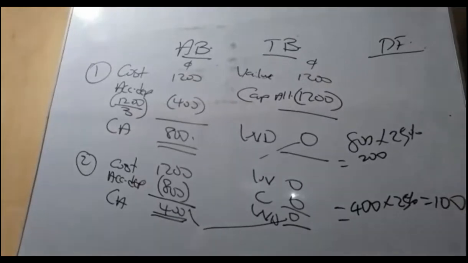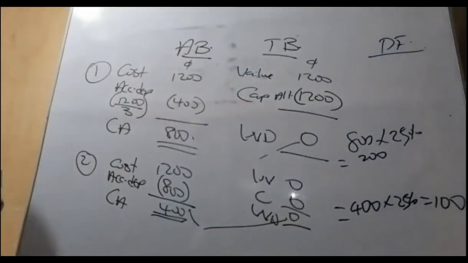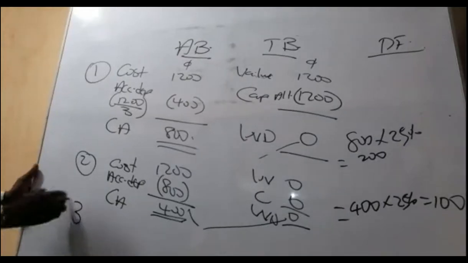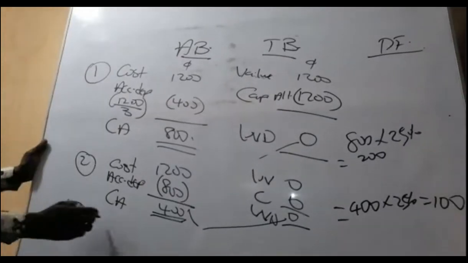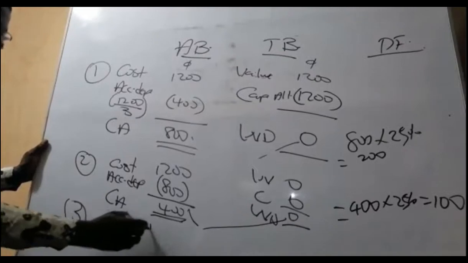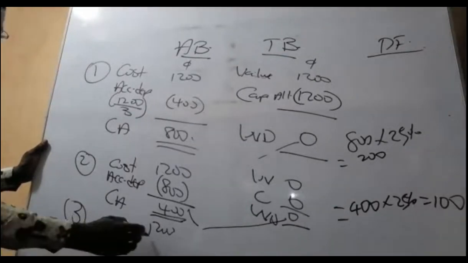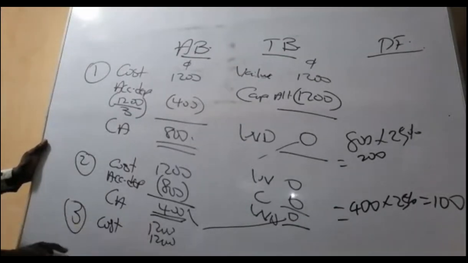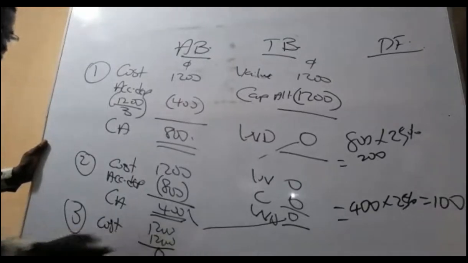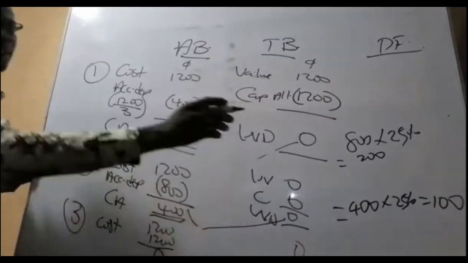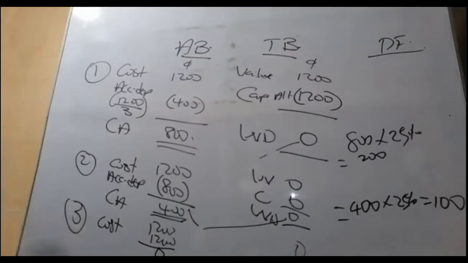Good. What about last year? Who can calculate the last year for me? What will be the temporal difference for last year? So year three, cost will be 1,200. Accumulated depreciation will be 1,200. So therefore, carrying amount 0. Tax base 0. Temporal difference 0. How we get it? Good. So this is how we calculate it.